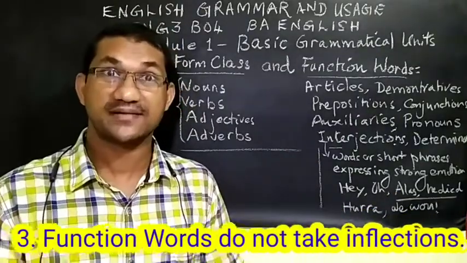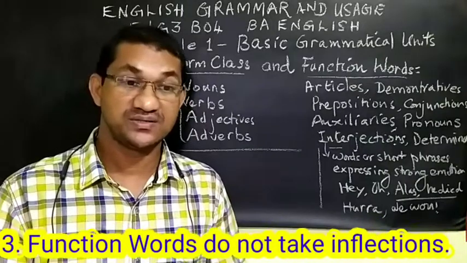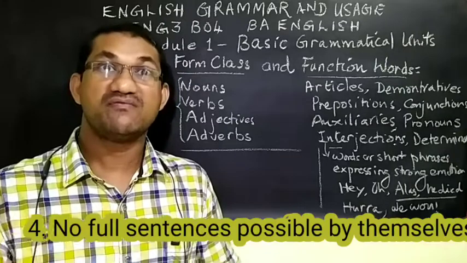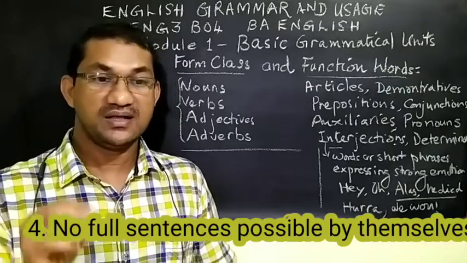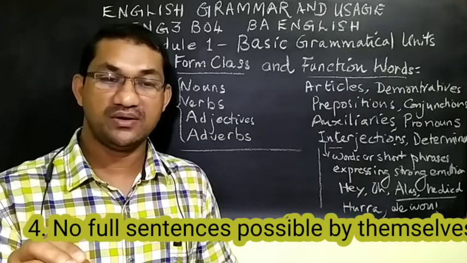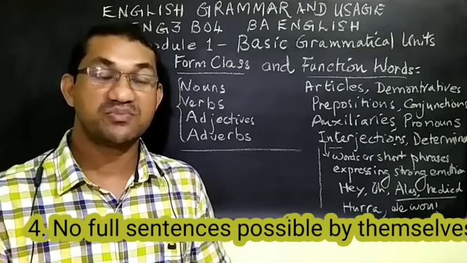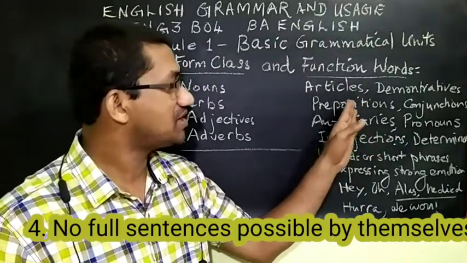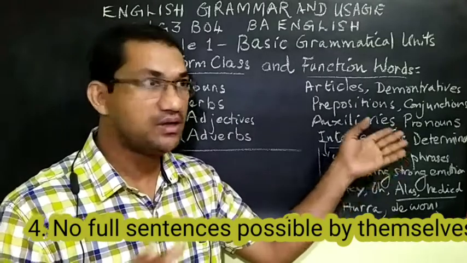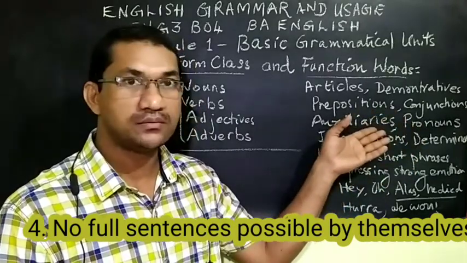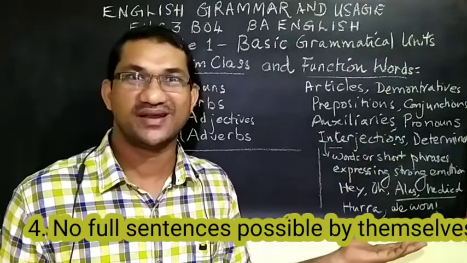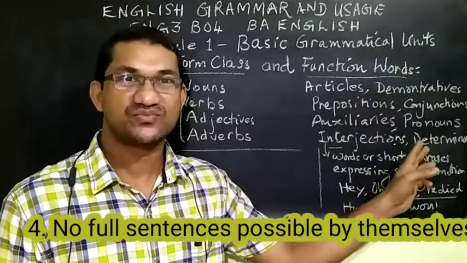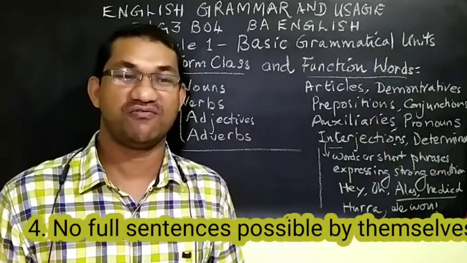Now we look at the fourth characteristic of the function words. Function words cannot be used to make full sentences. Say for example, no full sentence is possible. They cannot form a full sentence by themselves, right? So we cannot make a sentence with articles and prepositions and conjunctions alone. A, on, and, both, no sentence. We don't get a sentence, right? So we cannot make complete sentences with function words. That is the fourth aspect of function words.